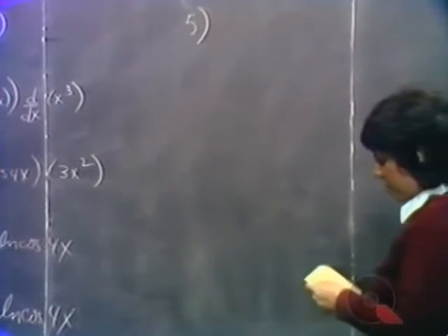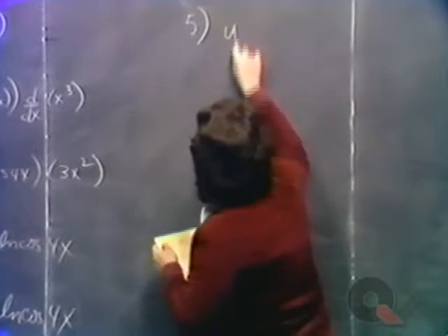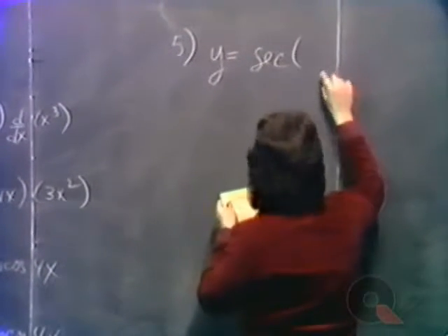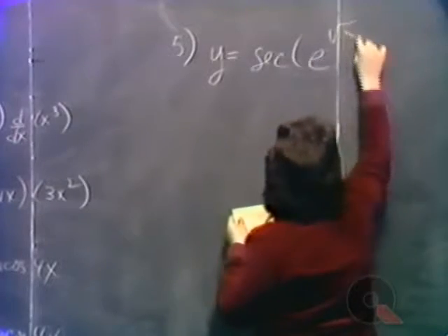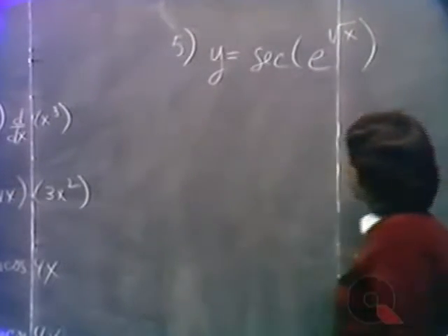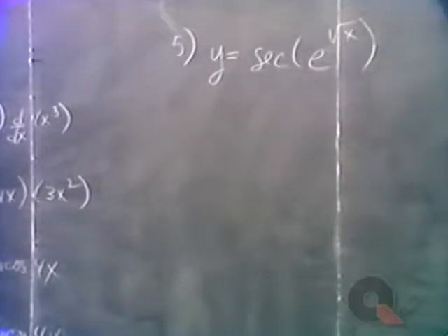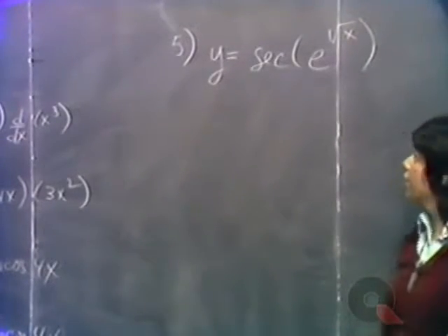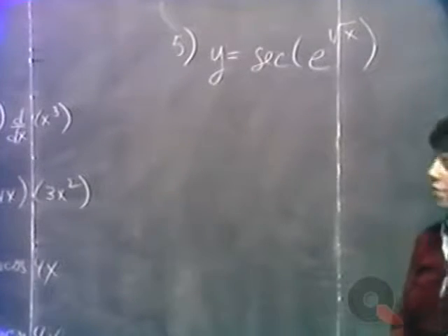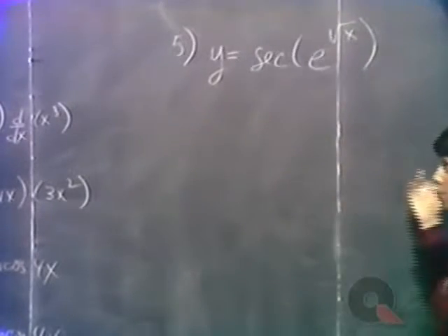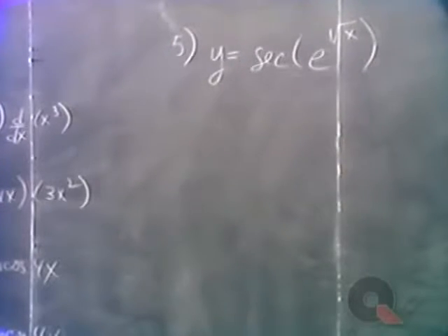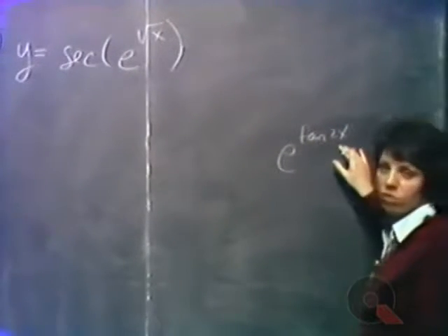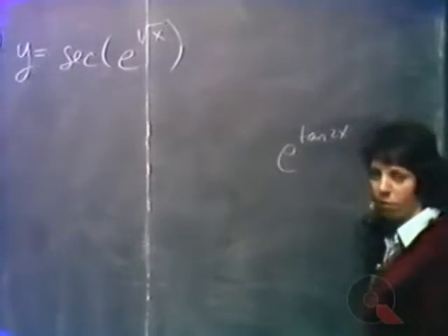In our next example, we have y equals the secant of e to the square root of x. Okay, now we have to ask ourselves, what is this essentially? Now, this is essentially secant of a function. Don't confuse it with the one that we had earlier, like e to the tan 2x. This was e to a power. The trig function was not important immediately. It was e to a power primarily.